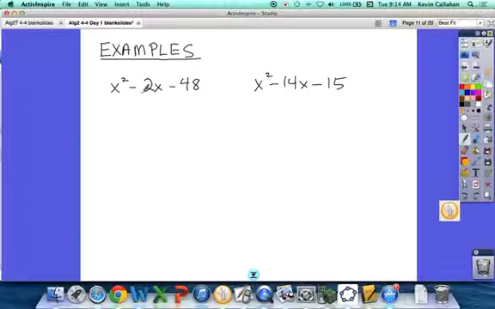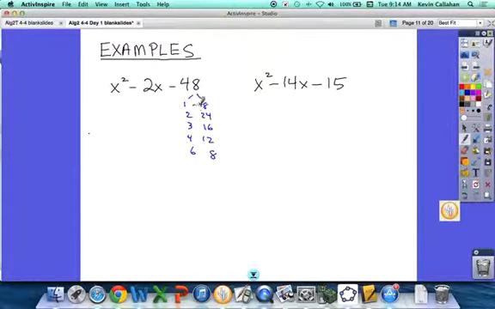So let's see, for 48, I'm going to think 48 could be 1 times 48, 2 times 24, 3 times 16, 4 times 12, and 6 times 8. And I know the bigger one of those has to be the negative, because when I add them up, I get a negative number.